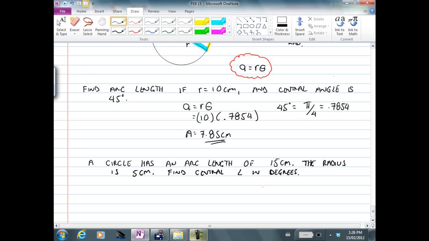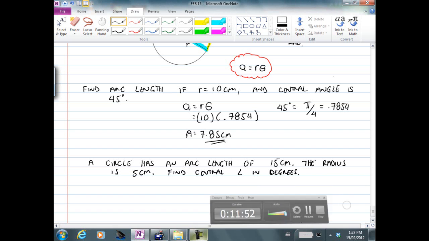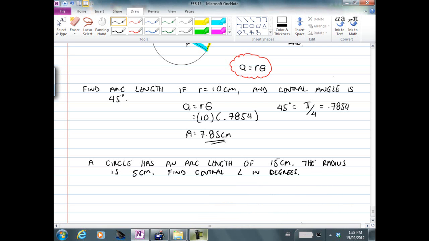A circle has an arc length of 15 cm. The radius is 5 cm. Find central angle in degrees. Guys, gals, I'm going to pause it. You have 540 degrees? Wait, what? How much? 3 degrees? So, let's figure out this one right now.